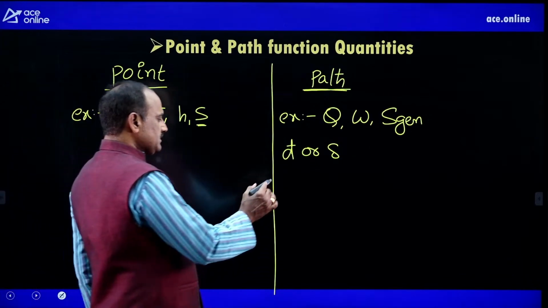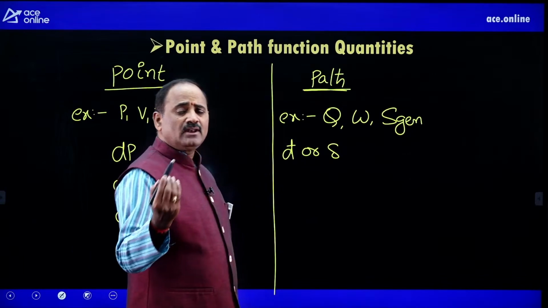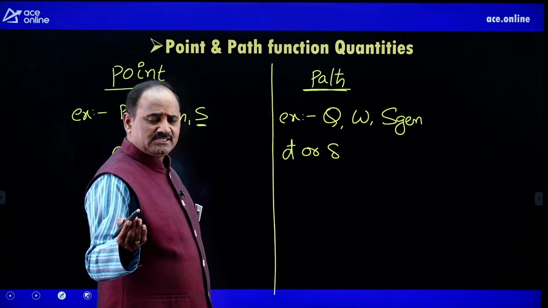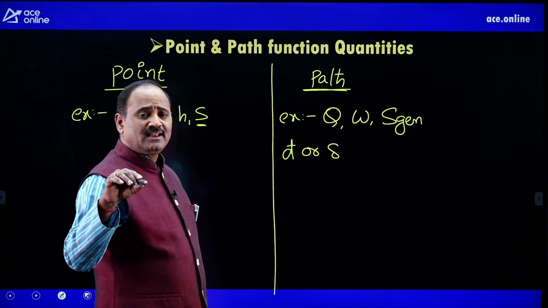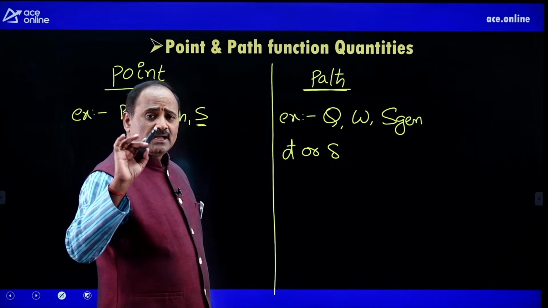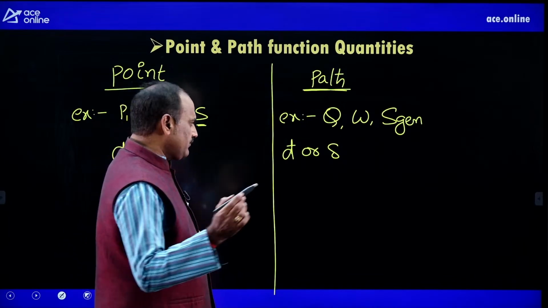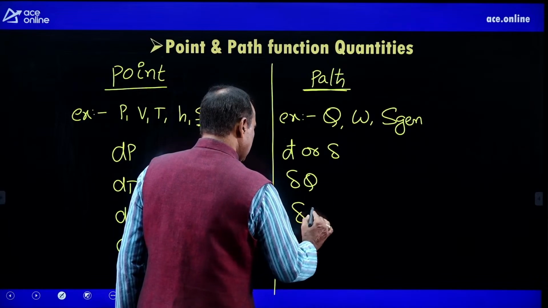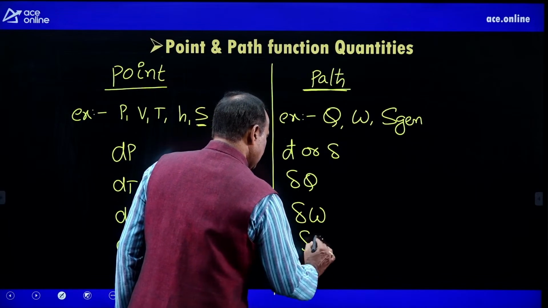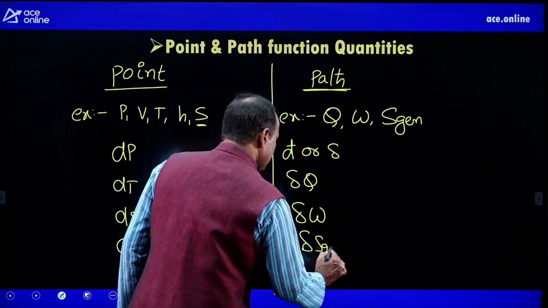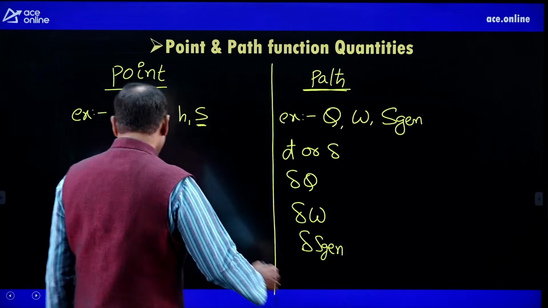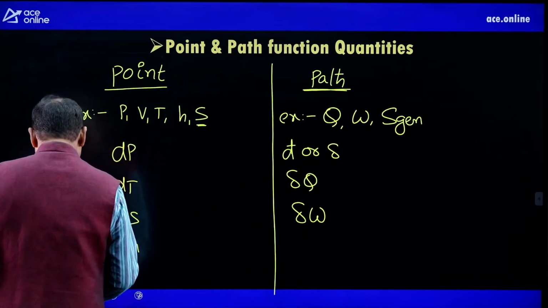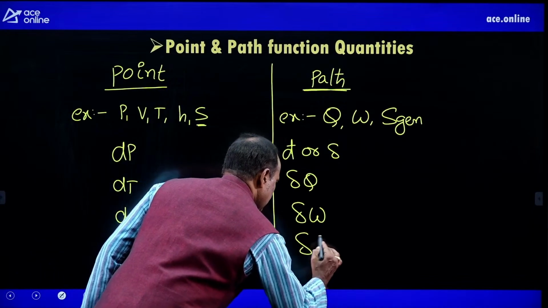Whereas path function quantity is not only depending on the initial and final states, but also the route followed by the process. That kind of quantity is coming under path function quantity. Path function quantity is coming under inexact differential denoted with del, like del q, del w and del S generation, etc. Entropy generation, etc. Del S generation.